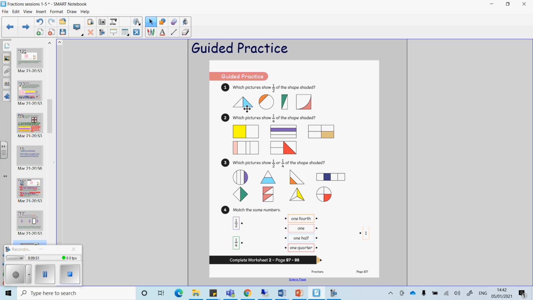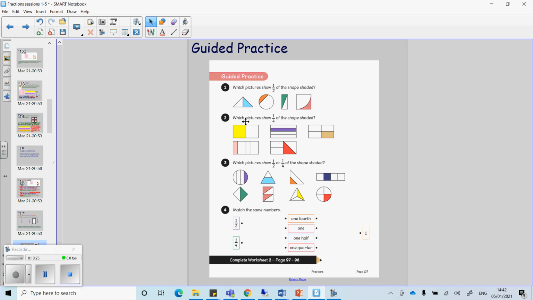This blue and white shape here shows 1/2, 1 part out of 2 equal parts. The orange shape does not show 1/2 because the parts are not equal. This green and white shape shows 1/2 because the 2 parts are equal. But this pink one does not show 1/2. The 2 parts are not equal.